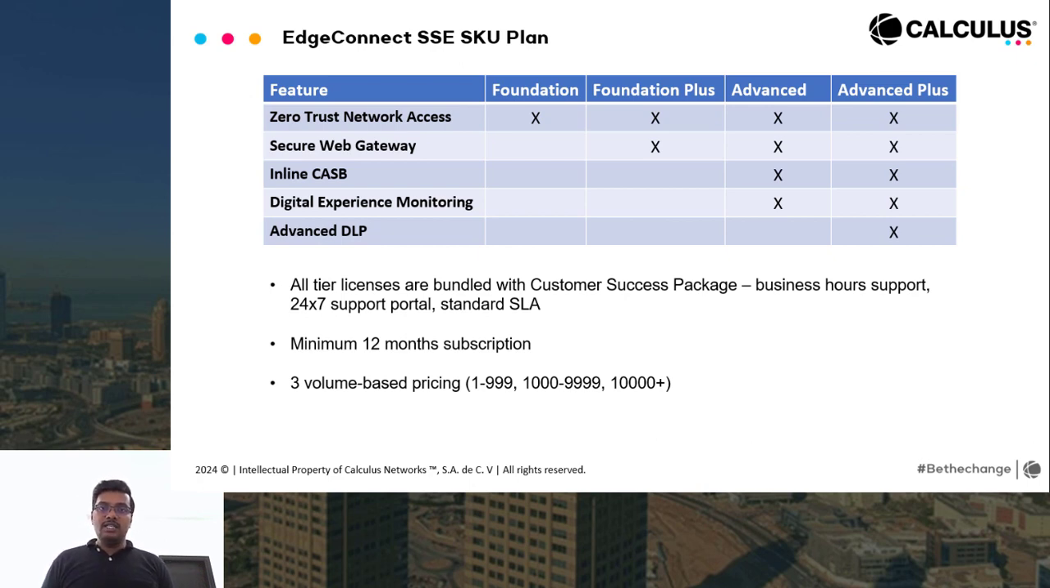And along with these feature tiers, we need a customer success package, which is nothing but the support related things. Then a minimum of 12 months of subscription is a must, right? And volume based pricing options are available. Say when you go for a 100 user license, the price differs from when you go for a 10,000 user license. I'm hoping you will get it for a lower price.